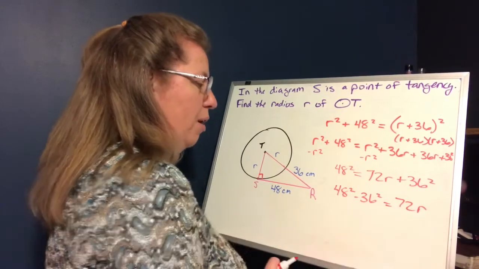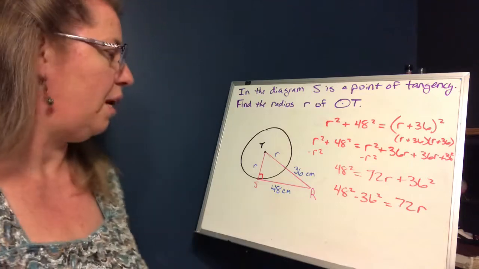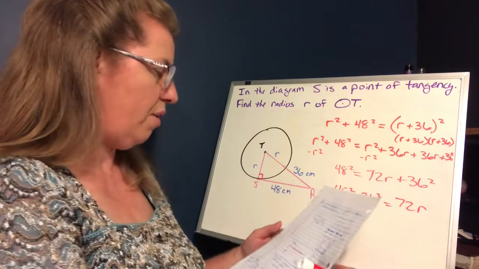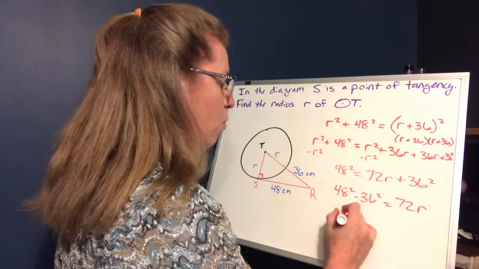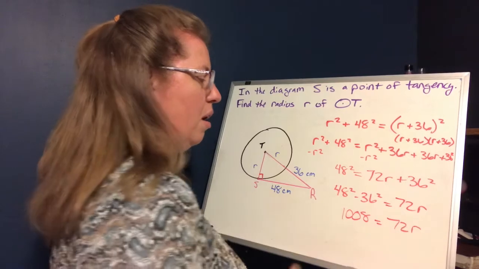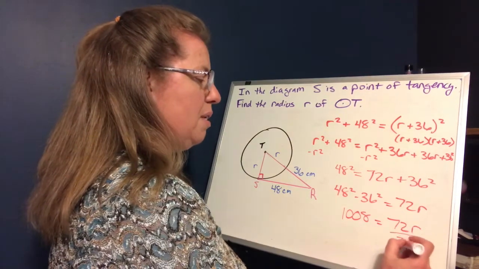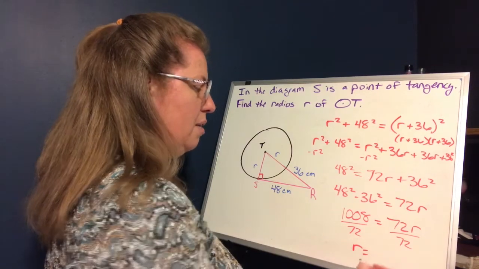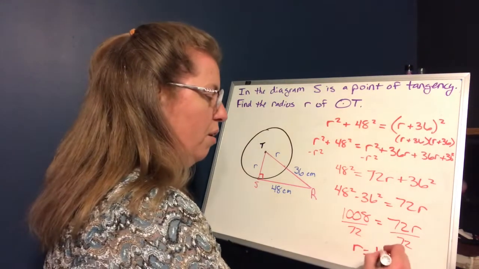And now we're going to go ahead and put that in our calculator. I have it written down here. So 48 squared minus 36 squared, if I grab the right one, should be 1008 equals 72r. And then last we divide by 72. So r, which is our radius, is going to wind up equaling 14.